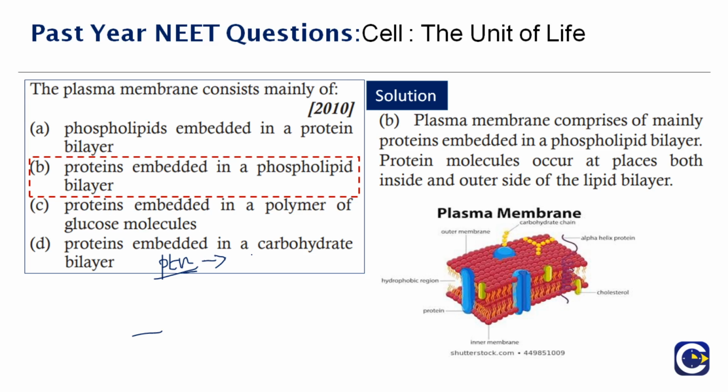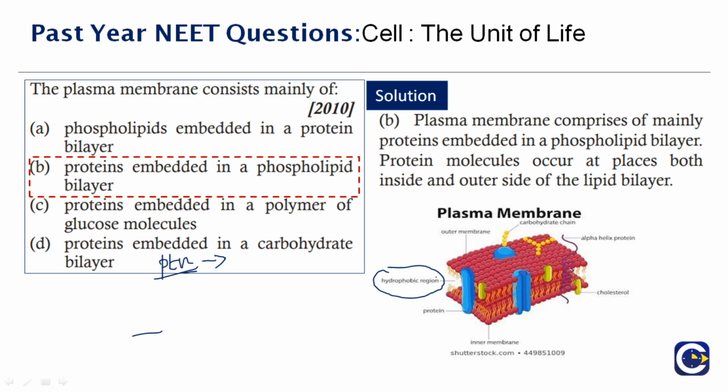So now you can see the diagram of the plasma membrane. It has the protein, the alpha helix protein there, the outer membrane, the hydrophobic region. What do you mean by hydrophobic region? That is here. Can you see it here? Hydrophobic region means where there is no water requirement. Okay, it will not allow the entry of water. So this is how a plasma membrane appearance will be in a 3D structure.